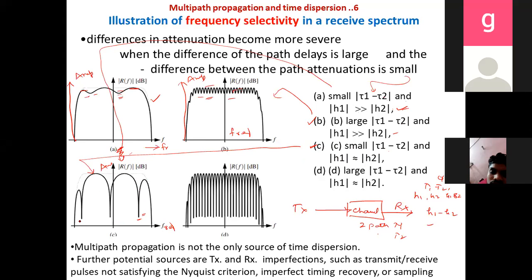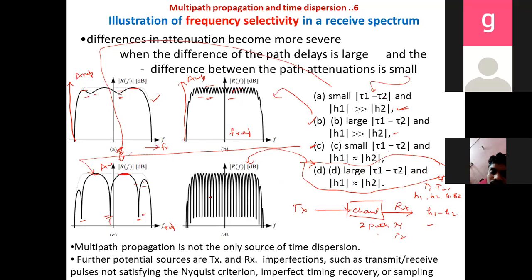You can see some frequencies are getting affected severely, and some frequencies are not getting affected. Their amplitudes remain the same, but some are getting severely affected. So the last case is the dangerous thing: if the time difference of arrival of the two paths is very big, and the difference in the attenuation is very small. This is the very dangerous case.